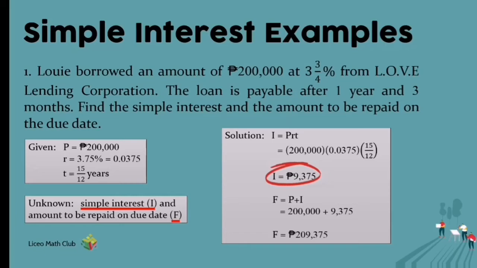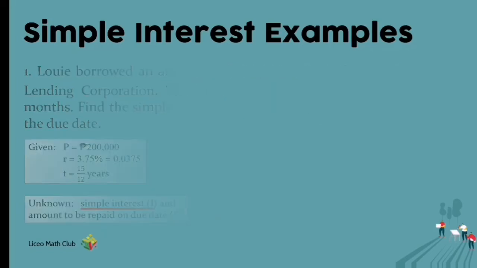Next up, let's solve for our future value. Use the formula F = P + I. Substitute the given values, principal as 200,000, added by the interest, which is 9,375. Add them together, and we have our future value, which is 209,375. The future value is the amount to be repaid on the due date in this given example. Okay, let's proceed to our second example.